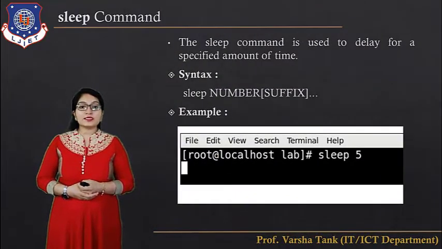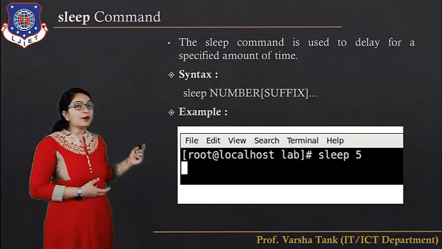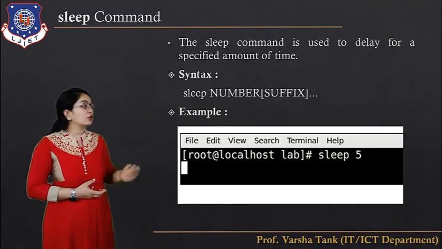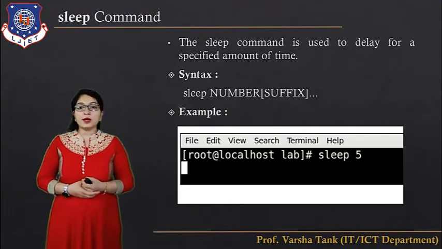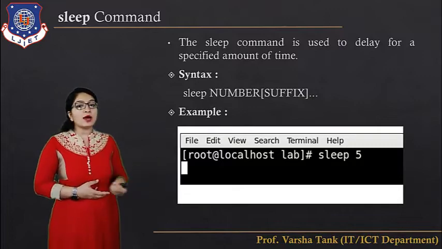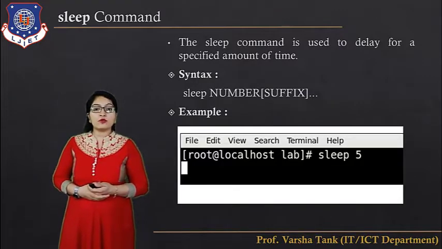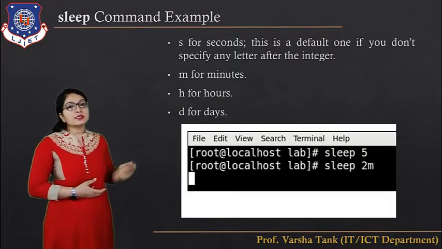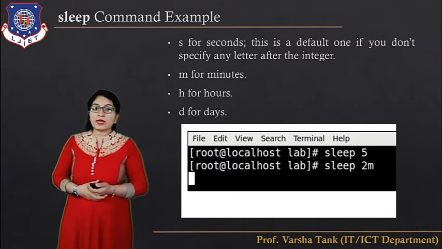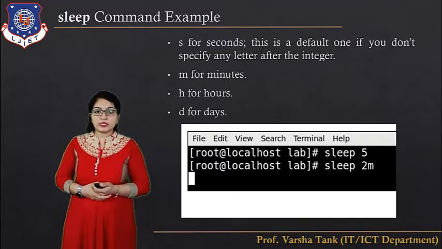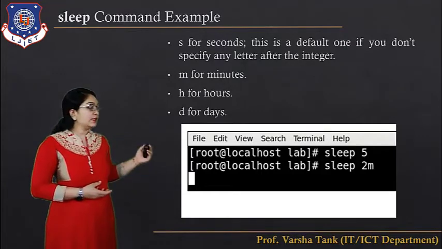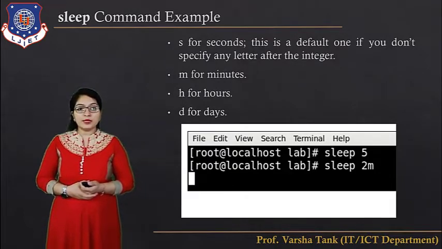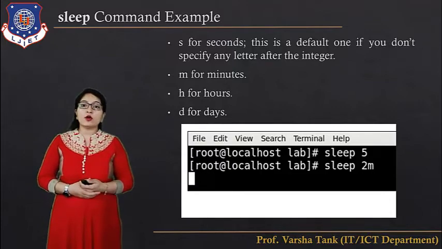Now the next command is the sleep command. The sleep command is used to delay for a specified amount of time. You can use the syntax sleep number, and suppose you have written sleep 5, that means the delay will be 5 seconds. S for seconds is the default if you don't specify any letter after the integer, so by default it will consider seconds. You can specify M for minutes, H for hours, and D for days.